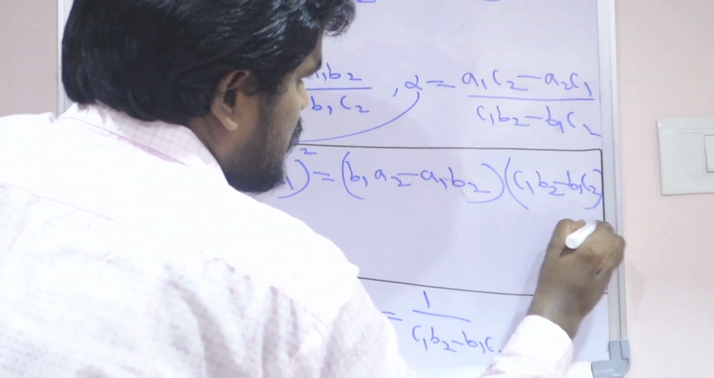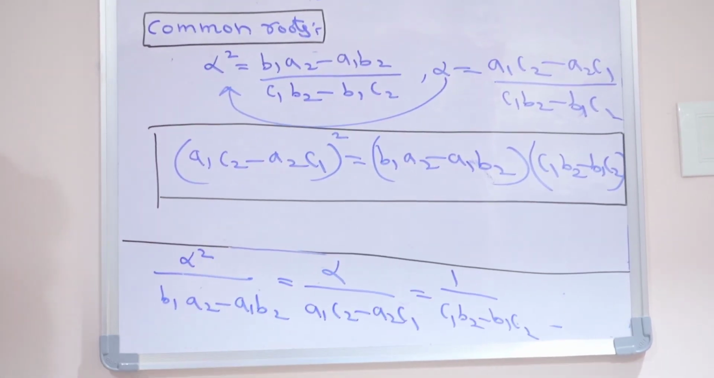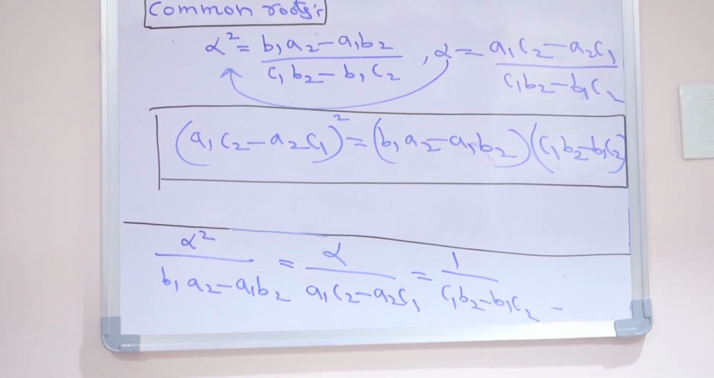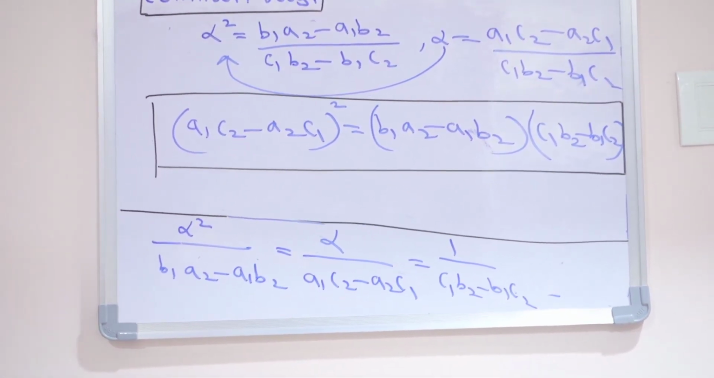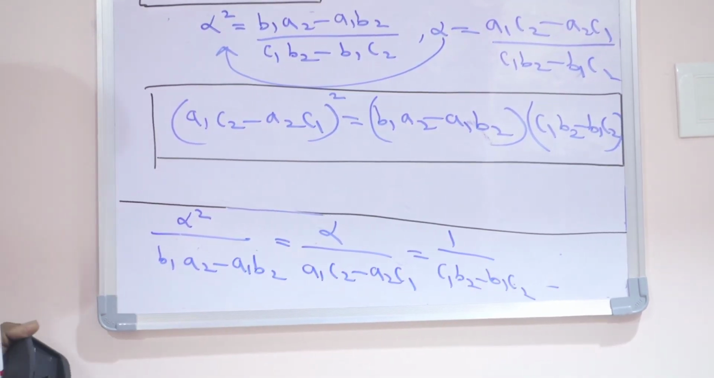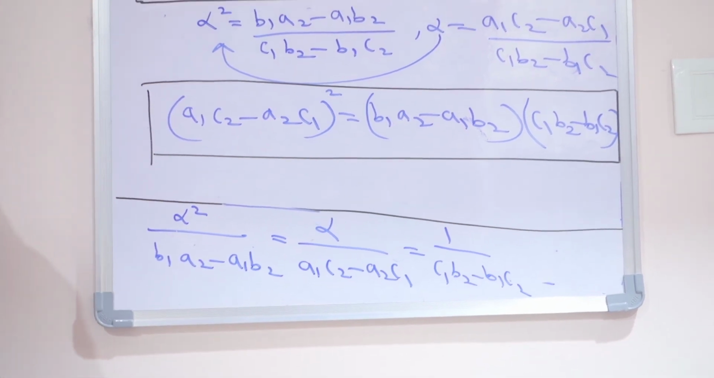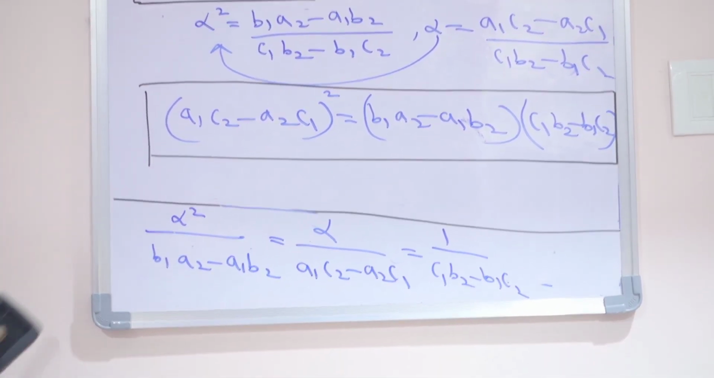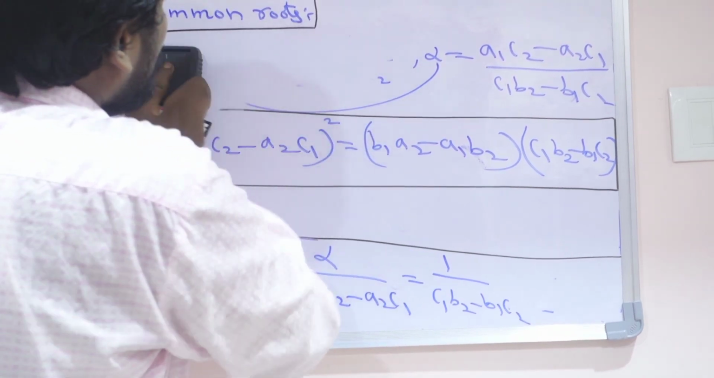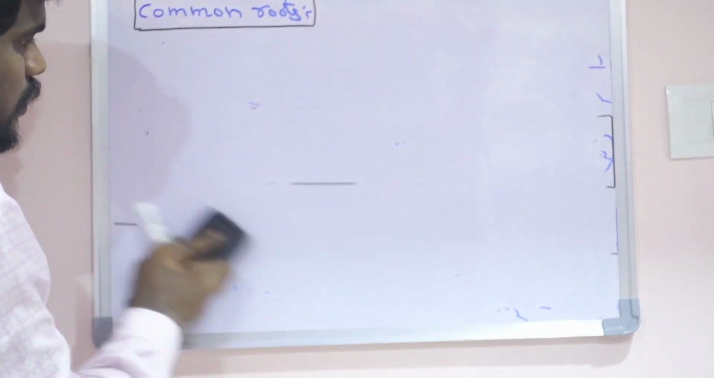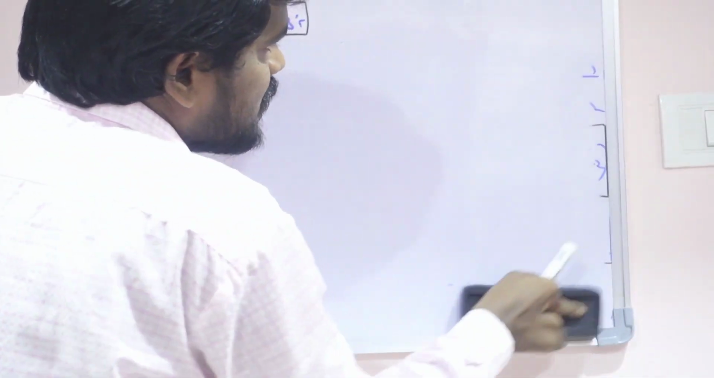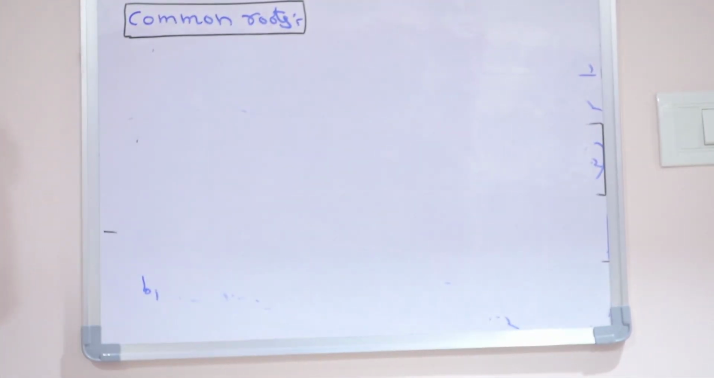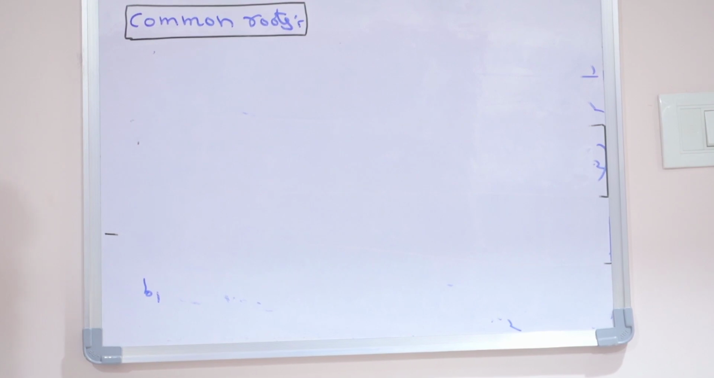So by using this condition, we need to find the alpha value. This is the condition for one root being common, and now we go for both the roots being common. What is the condition? We will see. Both the roots are common means the two equations are identical. Identical means same.